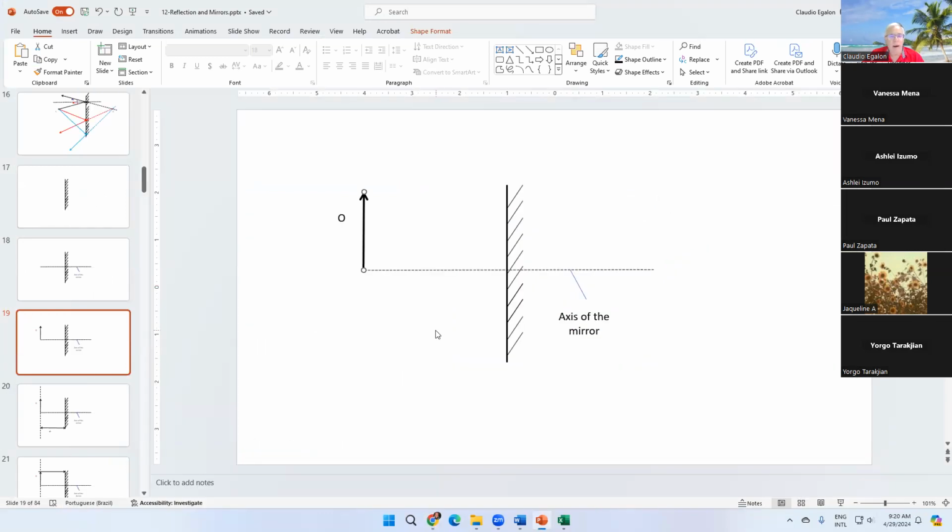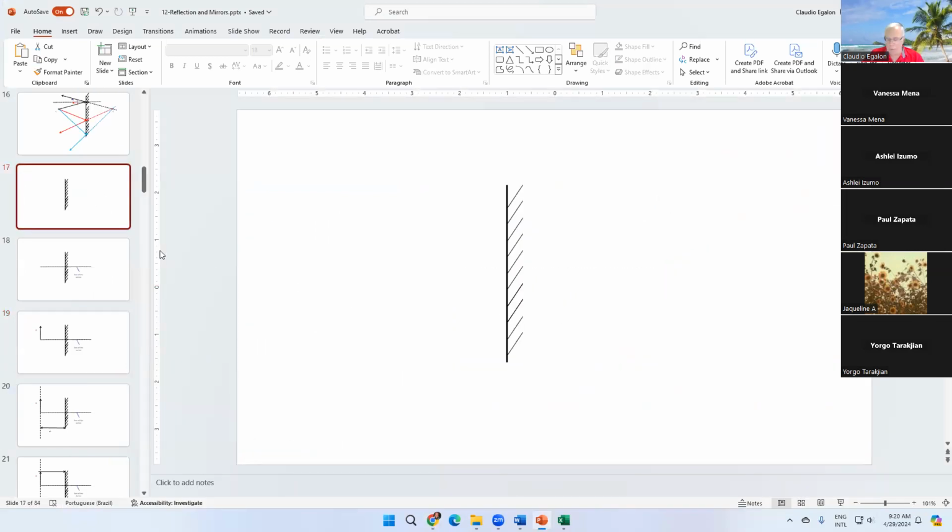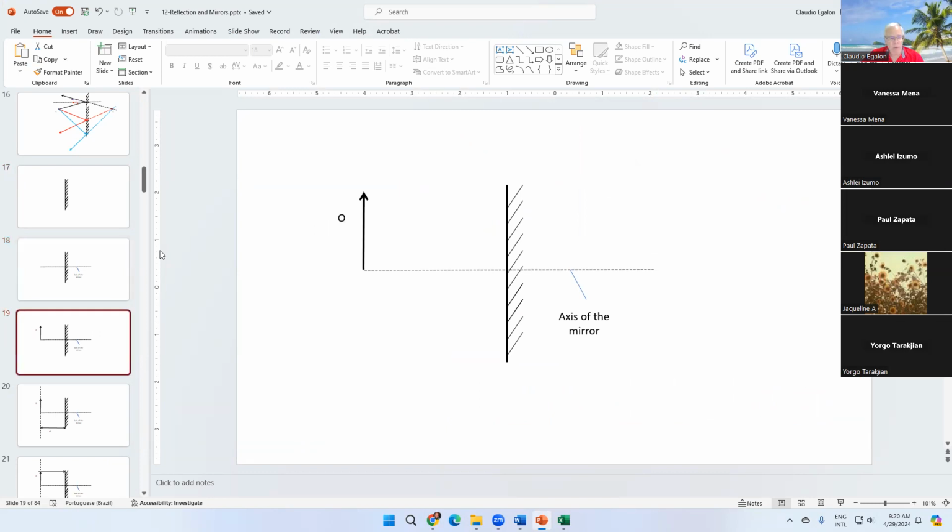So we go ahead. What do we do? We draw a planar surface. In this case, we draw an axis of the mirror as well. One more step here for this one. Draw the object in front of the mirror. And what am I doing here? I am documenting the position of the object, d sub o, which is the distance.